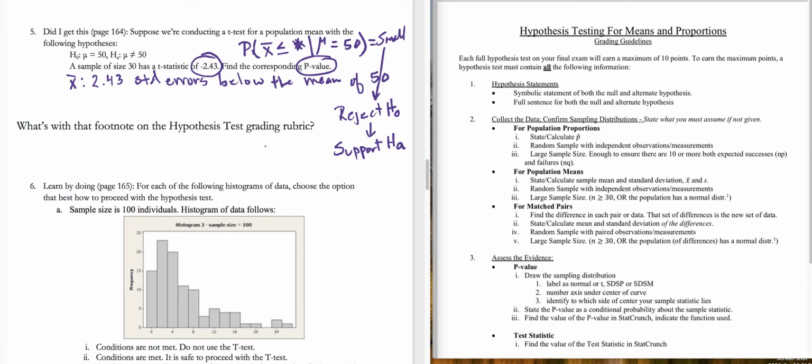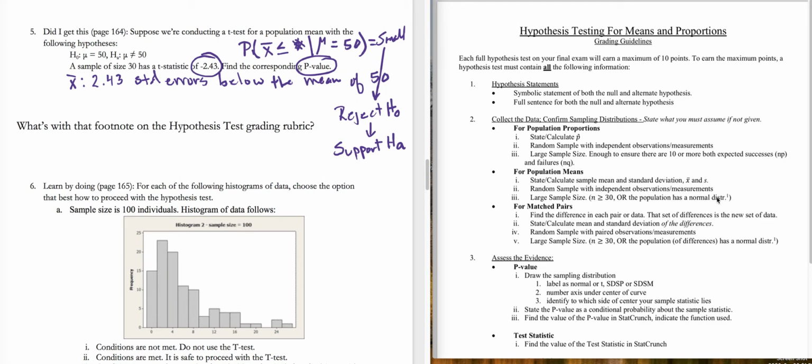Okay, let's move on. We're going to take a look at the footnote on the hypothesis test grading rubric. So I have that over here on the right for us. And the footnote appears here and here. So it's dealing with hypothesis tests of population means that we're also going to look at in a matched pairs context in our next video. So for right now, we won't worry about that.